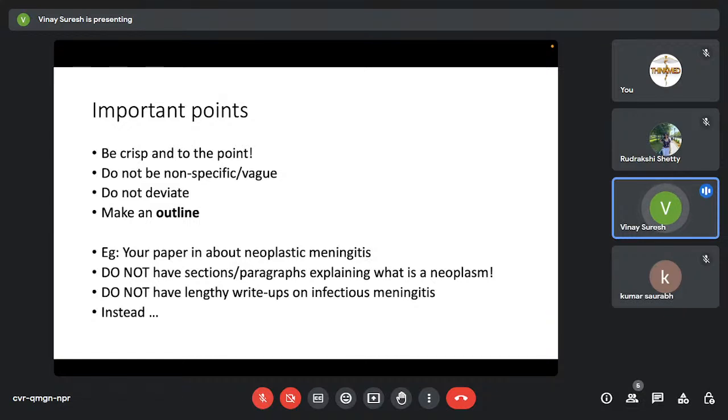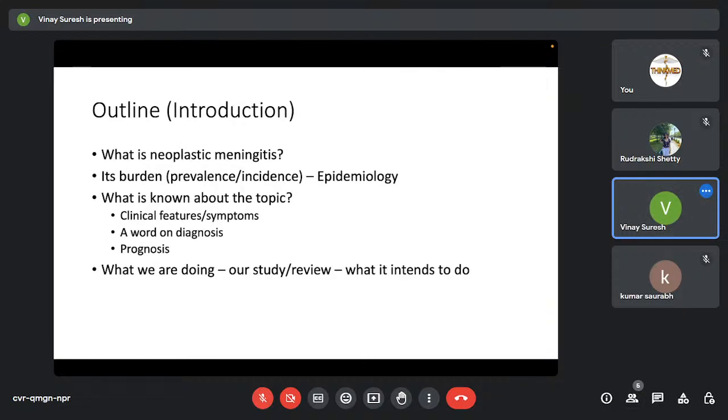So let's say, I'll just give an example. Let's say your paper is about neoplastic meningitis. So you shouldn't be having sections or paragraphs explaining what is a neoplasm, right? That's irrelevant. Your topic is neoplastic meningitis. You can as well start with it. Do not have lengthy write-ups on, let's say, infectious meningitis. It's totally irrelevant. Instead, your outline should look something like this.